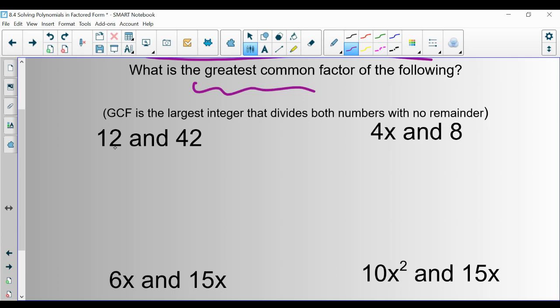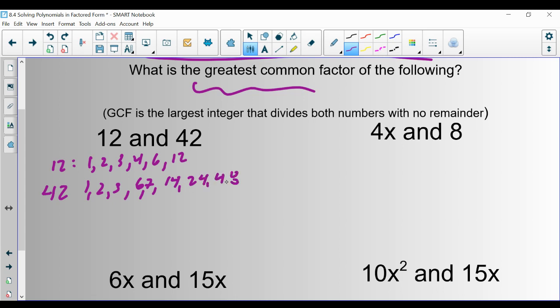If you were to think about all the factors of 12, factors of 12 would be 1, 2, 3, 4, 6, and 12. The factors of 42 would be 1, 2, 3, 4 does not work, 5 does not work, 6 and 7, 6 comma 7, and 14, and 24, and 48.